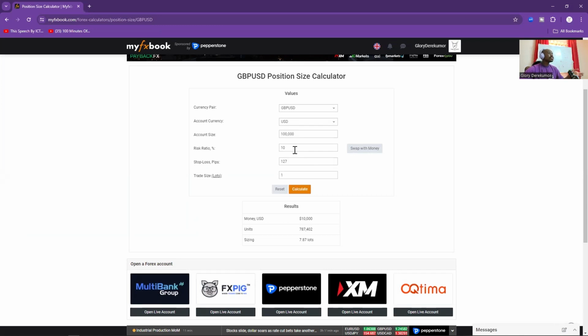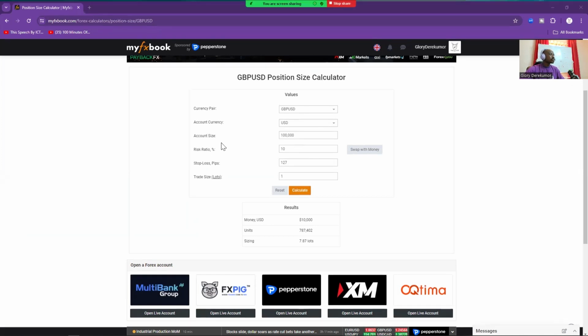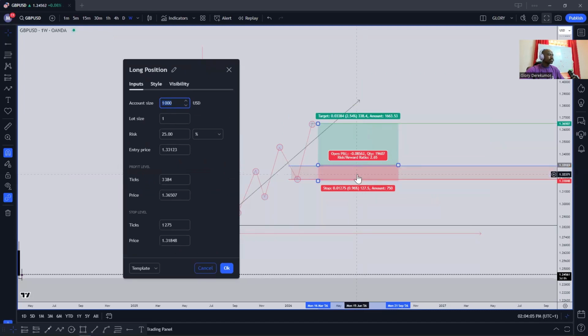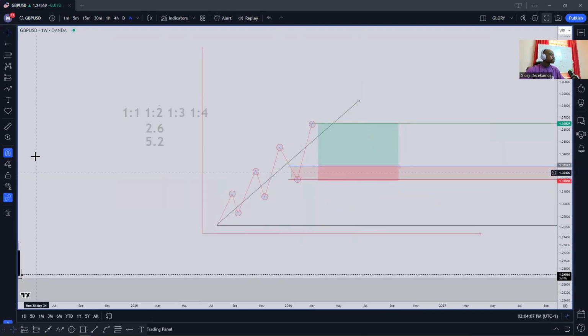Now, when it comes to your risk to reward, since you're risking 10% on this particular trade, if you have a risk to reward of 1:2.6, okay? If you're risking 10% on this, right? It simply means your 10% is right here, okay? This is the area where your 10% is.